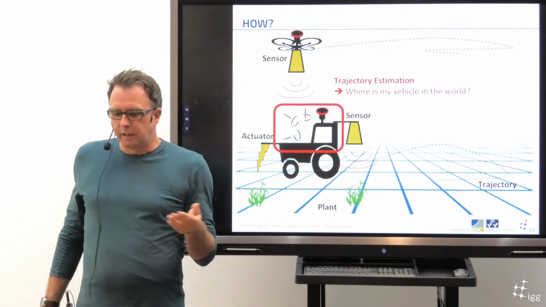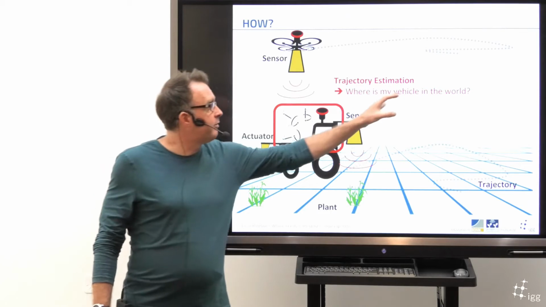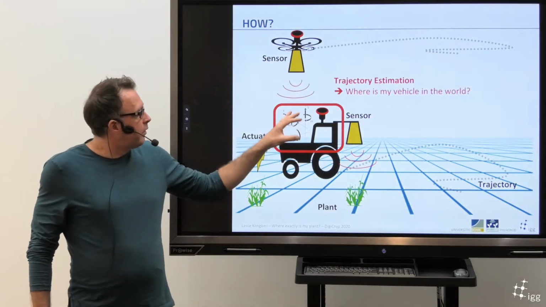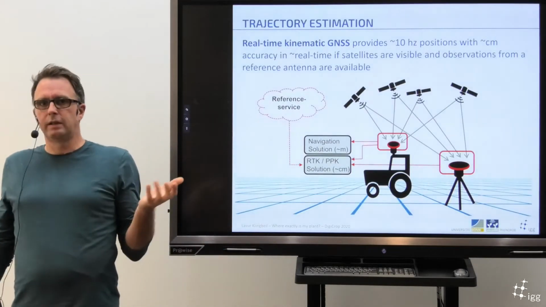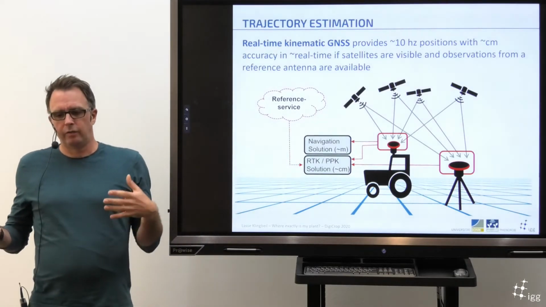And what we also need is, we need to know where the platform in the world is. So where is my vehicle in the world? So that means I need to know the orientation and position of that vehicle. So this is usually done if you want to have global coordinates, you have to use GNSS.